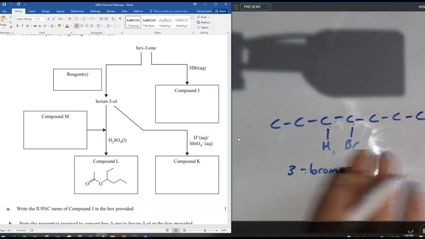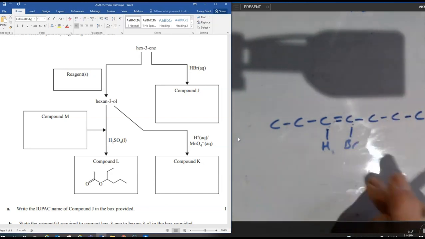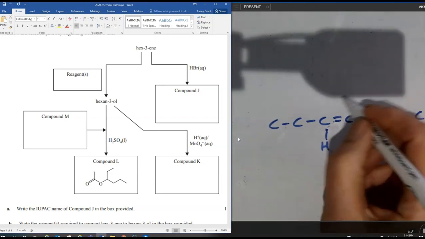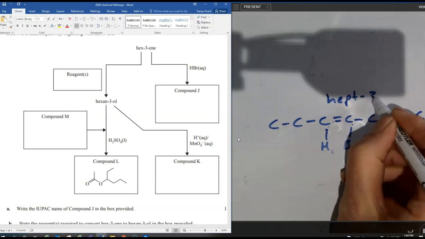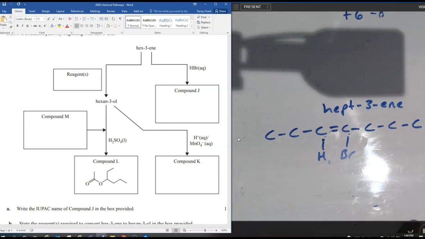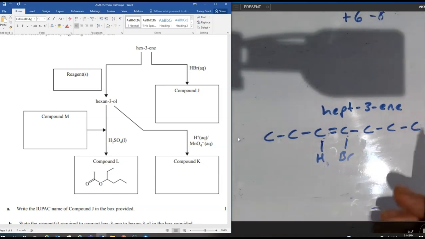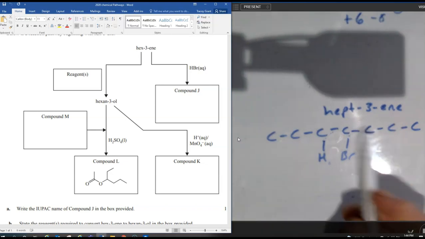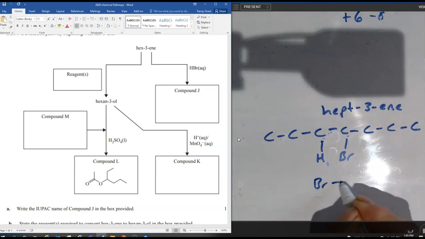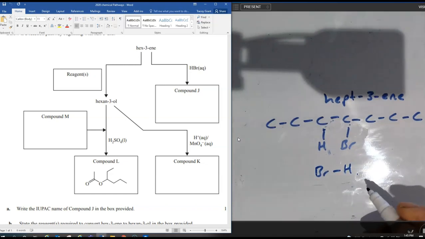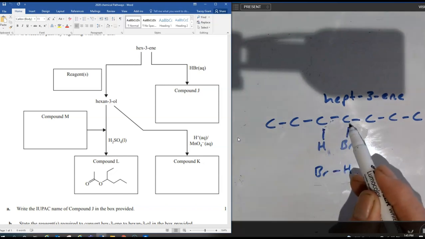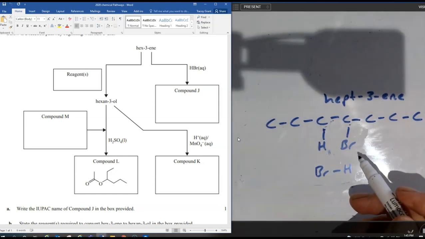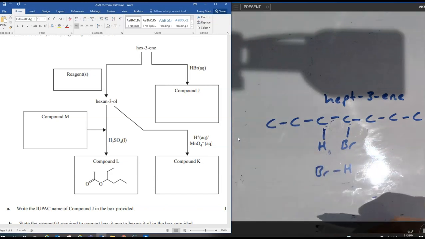If this was longer, may as well throw this idea in as well. If this was hept-3-ene, so 7 carbons, and you broke the double bond and put hydrogen bromide on it, then depending on which way around you positioned your hydrogen bromide, you could make 1, 2, 3, 4, a 4-bromoheptane, or you could make a 3-bromoheptane. So you would make some of each.